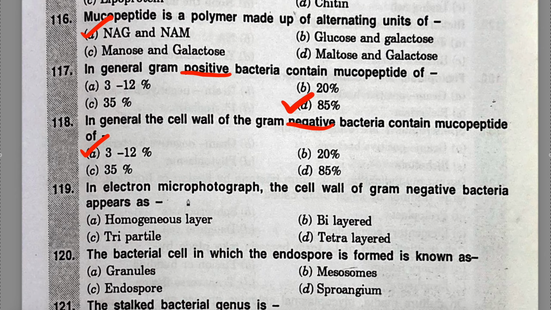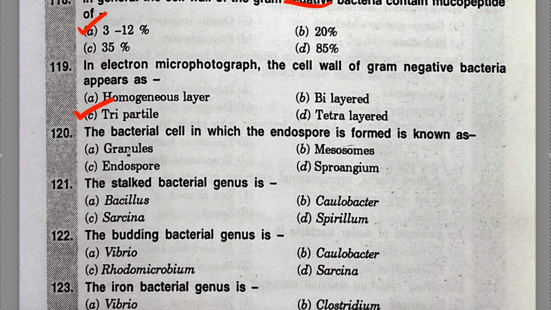119. In electron microphotograph, the cell wall of gram-negative bacteria appears as monolayer, bilayer, tripartite or tetralayered. Answer is option C, tripartite. 120. The bacterial cell in which the endospore is formed is known as granules, mesosomes, endospore or sporangium. Answer is sporangium.